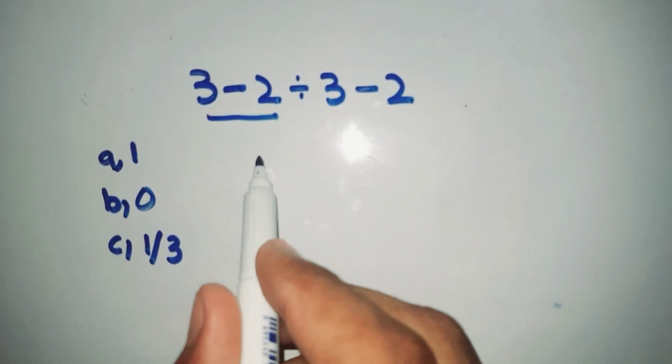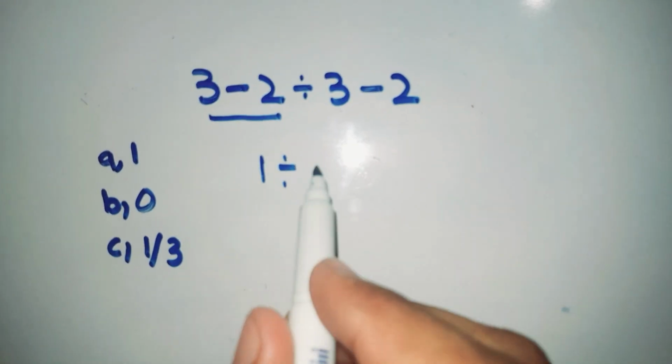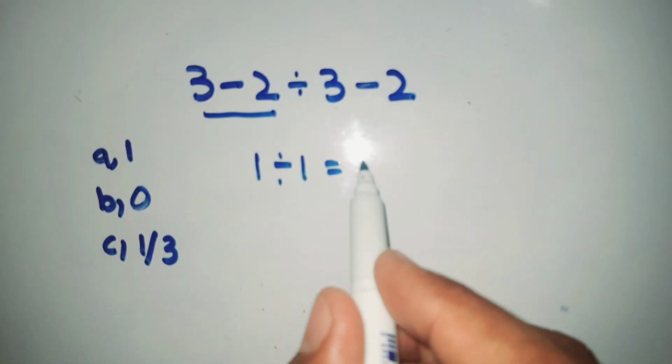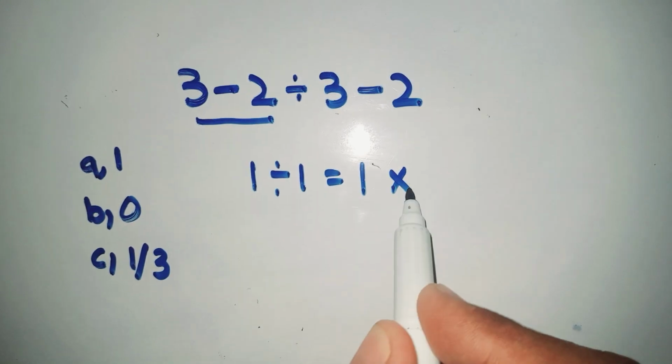3 minus 2 is equal to 1, divided by 3 minus 2 is equal to 1, is equal to 1 divided by 1, which is equal to 1. But this is the wrong method.